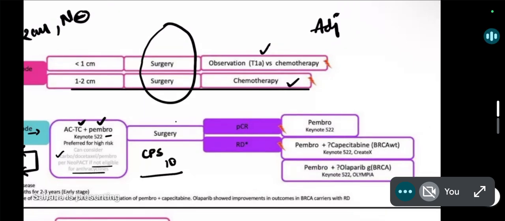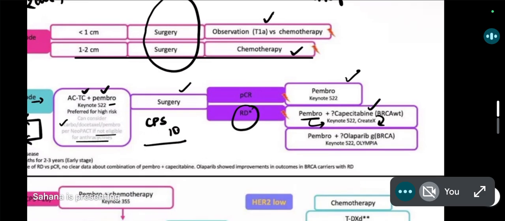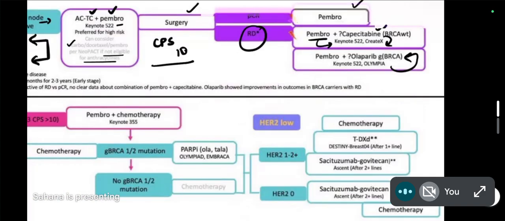Okay. Then you do surgery. Then you will assess what to give in your adjuvant. If you have given neoadjuvant pembro, you will give adjuvant pembro. If there is residual disease, then you will give capecitabine according to CREATE-X trial, pembrolizumab according to keynote 522. If it is BRCA mutated according to OlympiA trial, you will give olaparib.